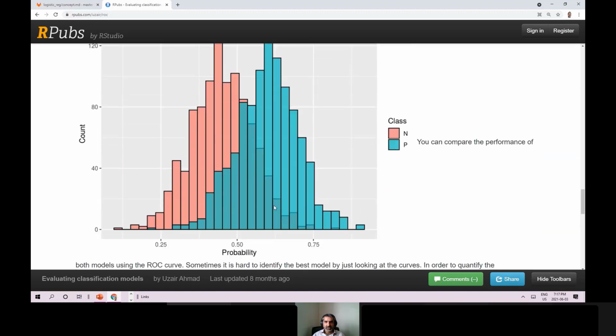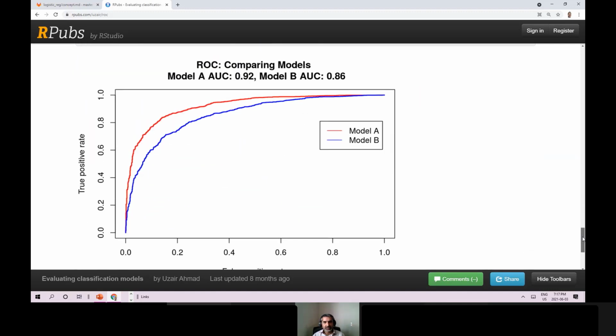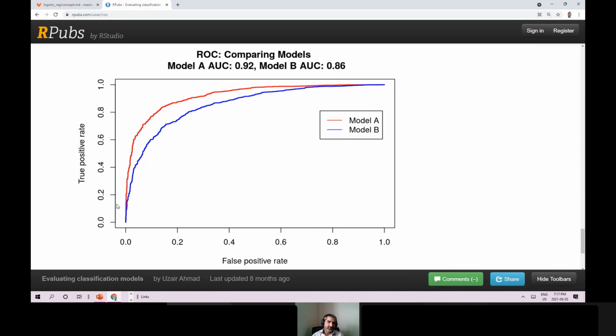Let's say we have another model that gives us these two distributions, another logistic regression model, with different parameters. So here our stakes are high. If we put 0.5, we make too many mistakes compared to the other model, right? So we plot these two in terms of ROC curve, and not only can we compare model A with model B, we can also find the sweet spot for our threshold.